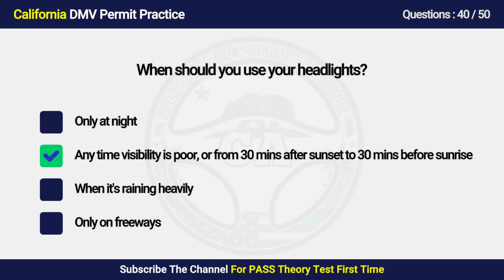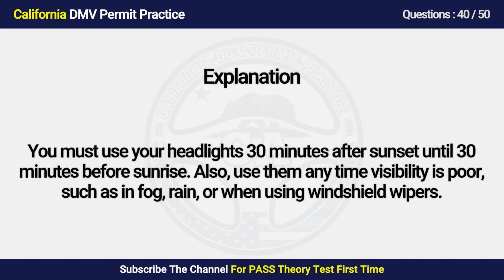Answer is B. Anytime visibility is poor, or from 30 mins after sunset to 30 mins before sunrise. You must use your headlights 30 minutes after sunset until 30 minutes before sunrise. Also, use them anytime visibility is poor, such as in fog, rain, or when using windshield wipers.